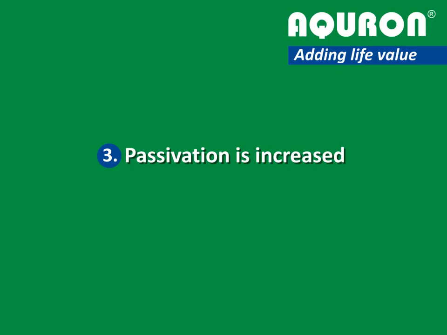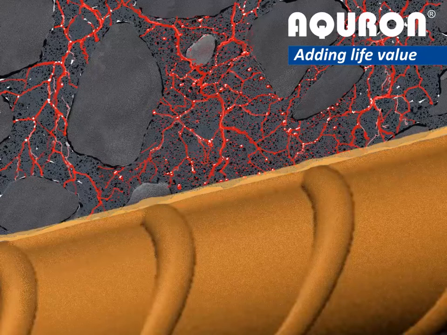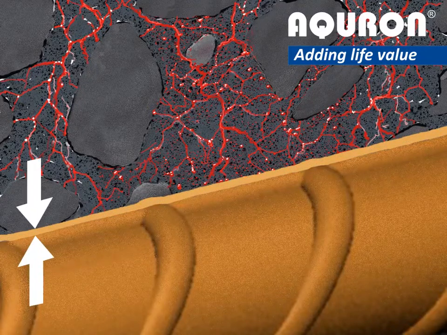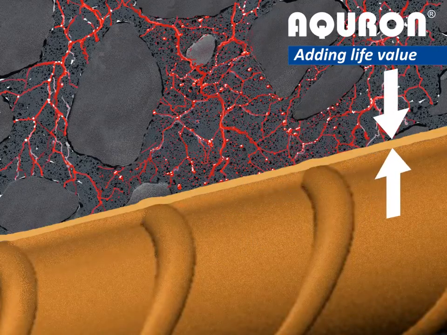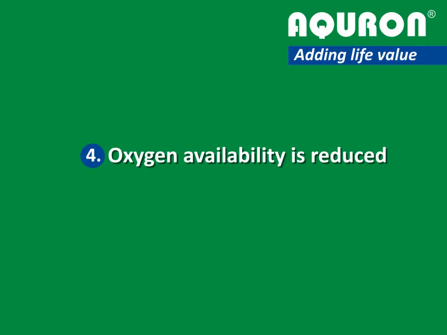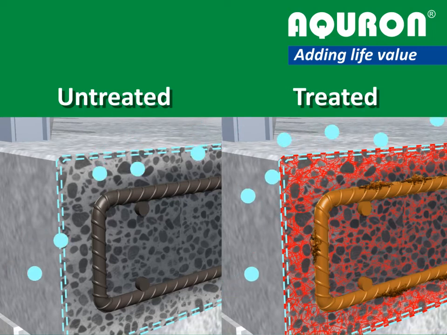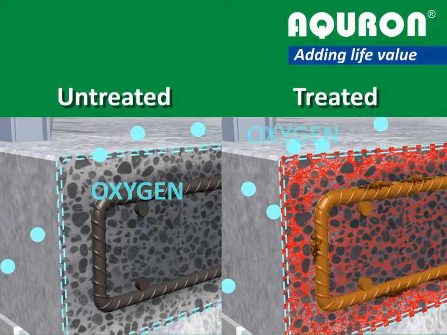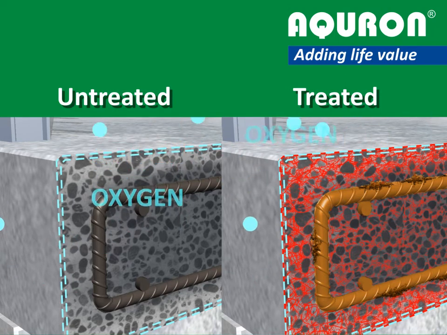Passivation is increased with AQURON. As you can see here, the hydrogel working through the porosity also increases the natural passivation of the steel. Oxygen availability is also reduced. As shown in the treated versus untreated concrete, the oxygen can no longer move into the interior of the concrete. Stopping oxygen moving into concrete is stopping the fuel of corrosion.